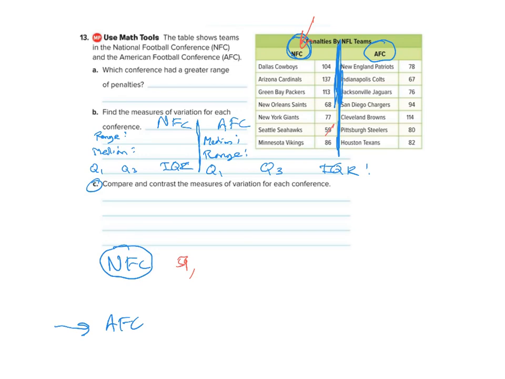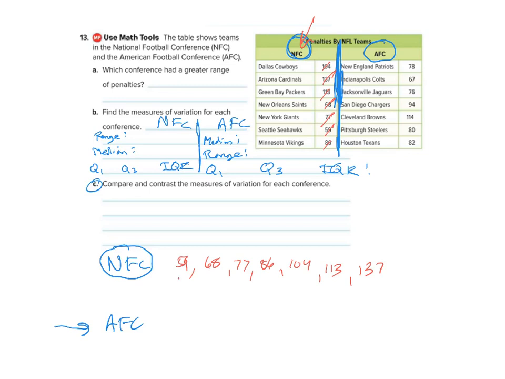The next highest one is 68. Okay, the one after that is 77. And then 86. And then 104. And then 113. And 137. Okay, you'll do the same for the AFC later, okay? Do we have a middle number?